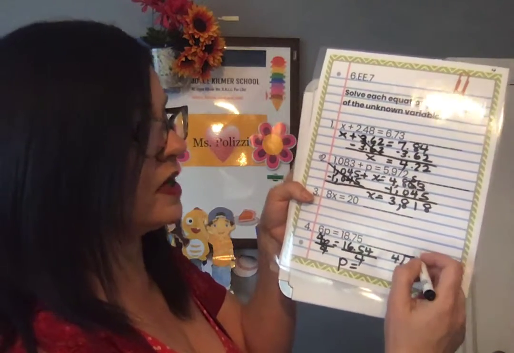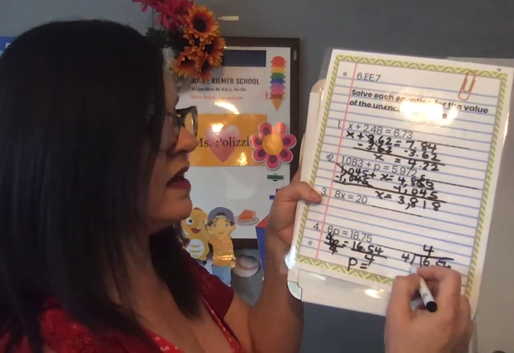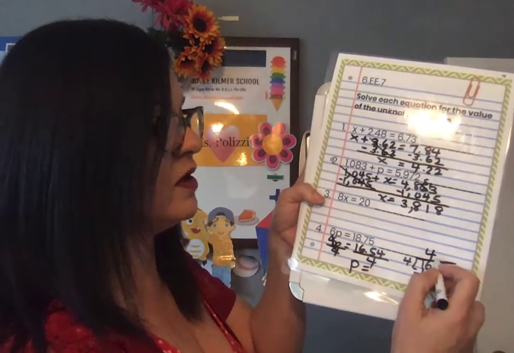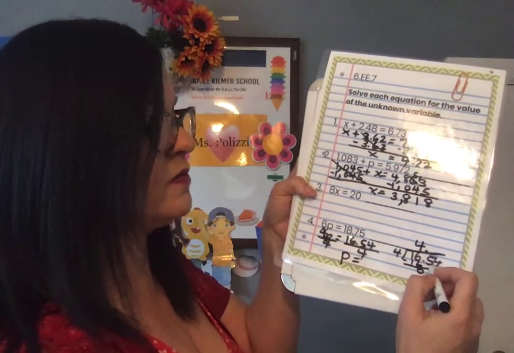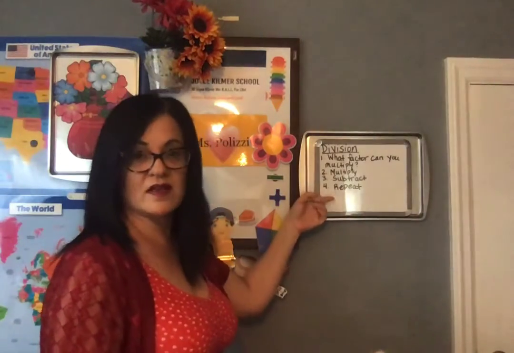Well, we know that 4 times 4 is 16. So we'll multiply 4 times 4 is 16. And then we'll subtract. We'll get 0. Make sure to include your decimal. Bring down my 5, and we will repeat the process.